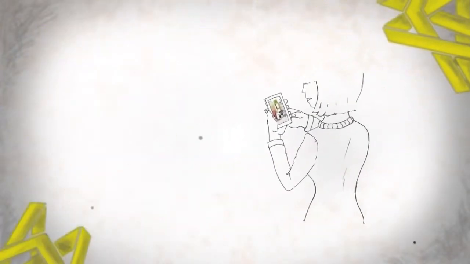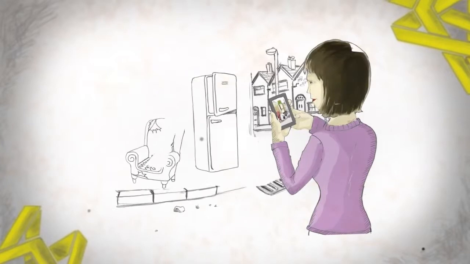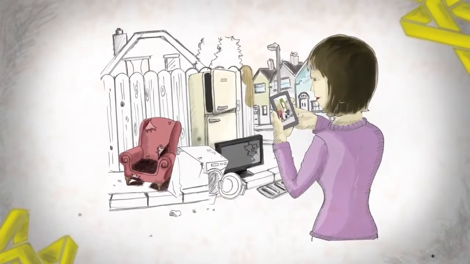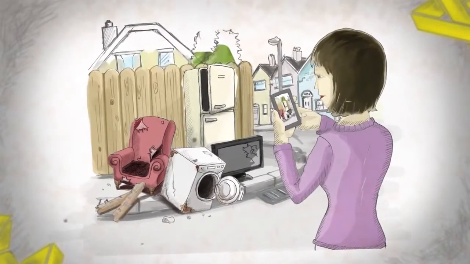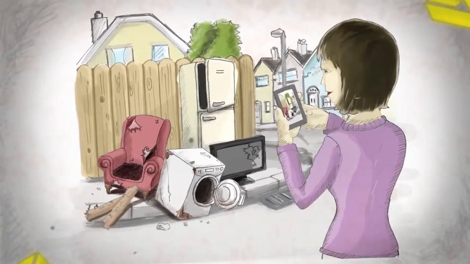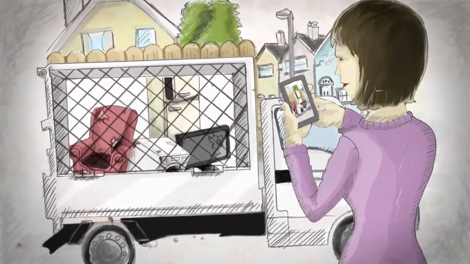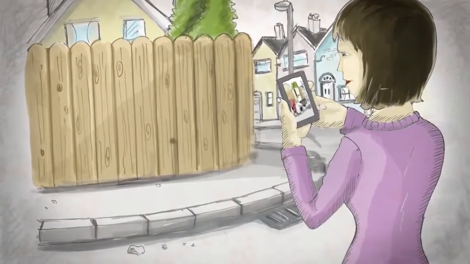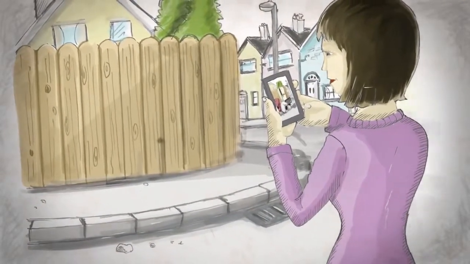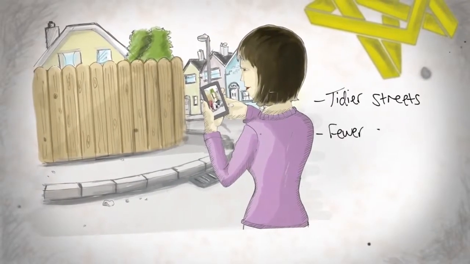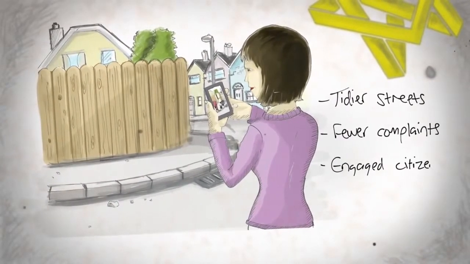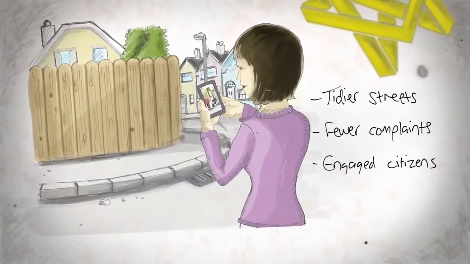Fly tipping, graffiti, and potholes are a public nuisance, but now they can be reported by any citizen anywhere using a simple phone app. When the job is completed, the person who reported the issue receives a courtesy notification. This makes them more likely to use the service again and results in tidier streets and fewer complaints. But more importantly, the citizen knows they are making a difference.